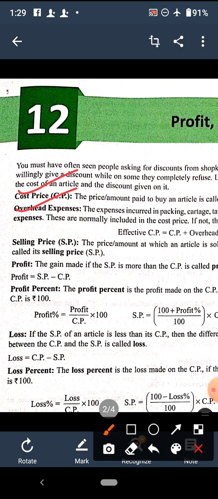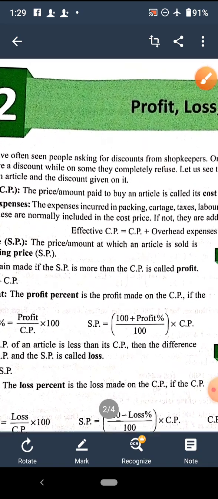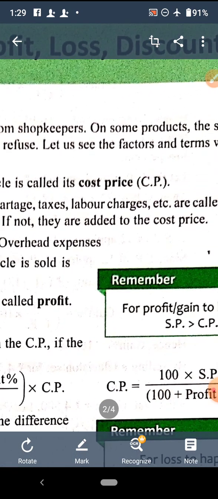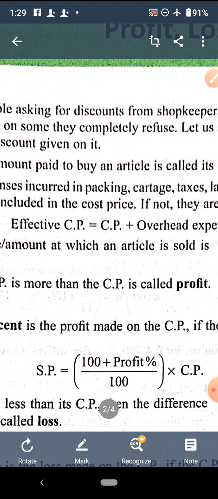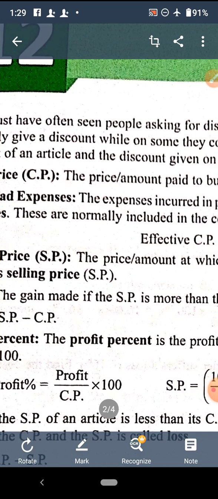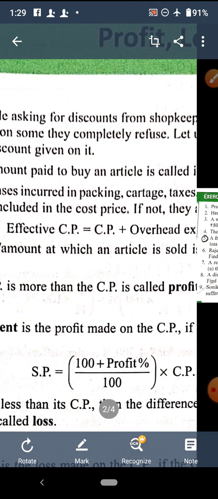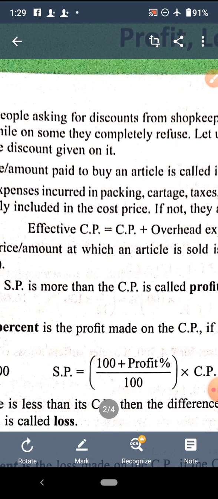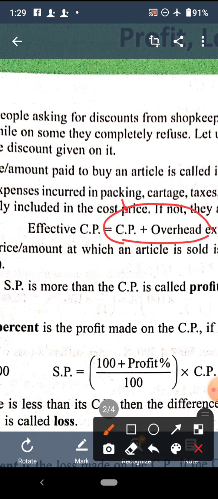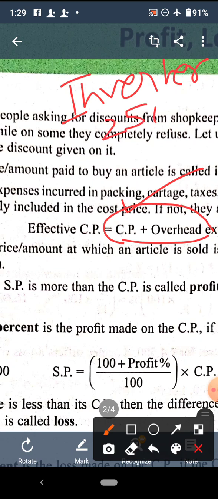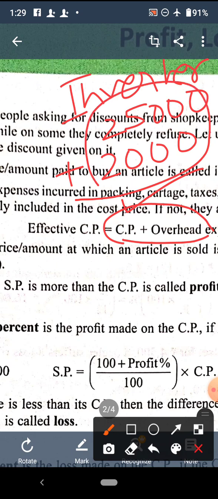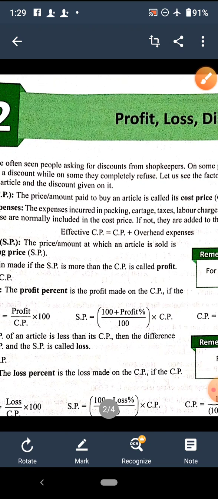Then next is overhead expenses. Sometimes when you purchase goods, you have to incur certain expenses on packing, cartage, taxes, labor charges, etc. These are called overhead expenses. These are normally included in the cost price. So effective cost price is equal to cost price plus overhead expenses. Do remember that if there are any extra expenses like installation, suppose you purchase an inverter at a cost of rupees 25,000 and you have to pay 2,000 rupees for its installation, then the cost of the inverter will be 27,000.